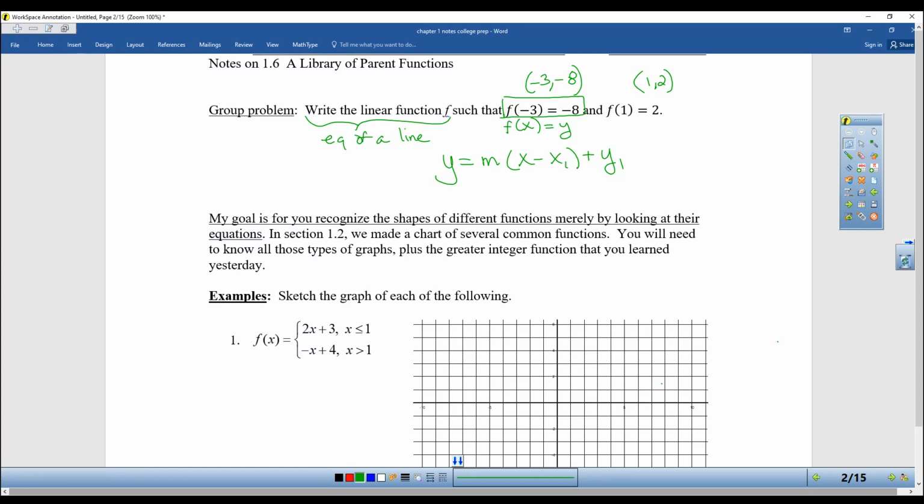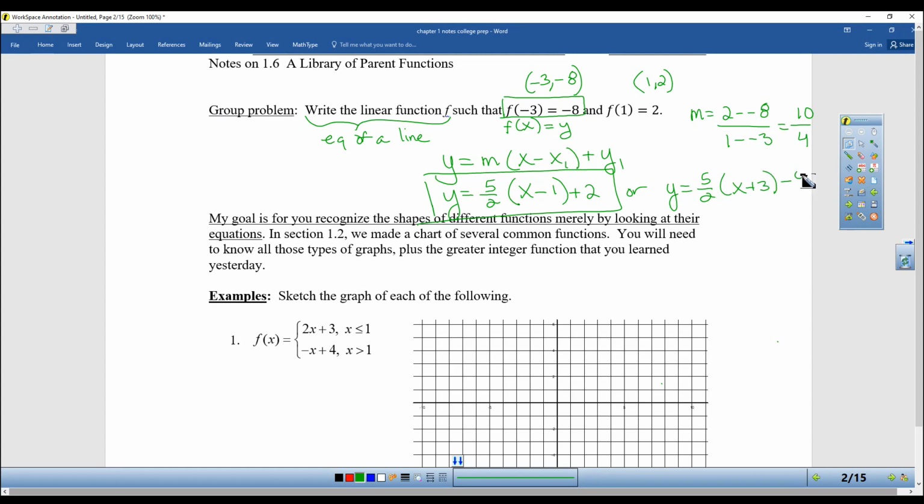So back to what do we need to make the equation of a line? We need slope. So the slope is 2 minus -8 over 1 minus -3, which gives us 10 over 4. So the slope, reducing it, is 5/2. And then you can pick either point you want. I usually pick the positive ones. So y = 5/2(x - 1) + 2. But if you didn't, it is equally acceptable to write 5/2(x + 3) - 8.